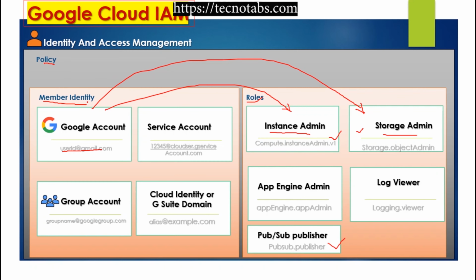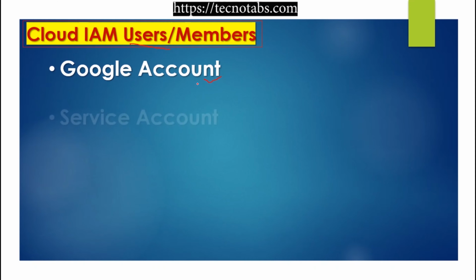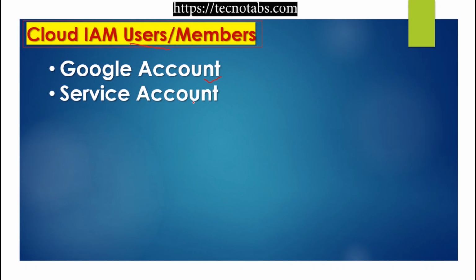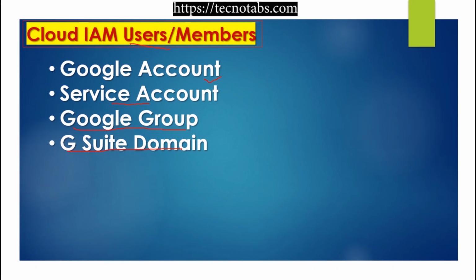Now let's go one step further and understand the member identity, or the users. So who can be the members? A Google account is one kind of user. It will have the gmail.com extension with your username. That is a Google account user. Alright. There can be a service account that can also be a user. More about service accounts later. Then there can be a Google group. It can be a group of users that have accounts in Google. It can be a G Suite domain, that is, any organization having a G Suite domain.